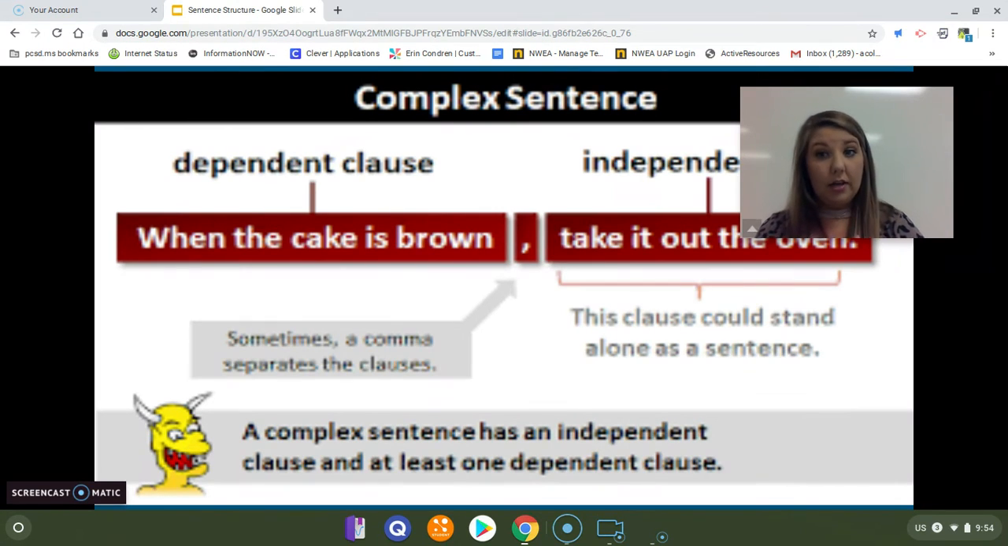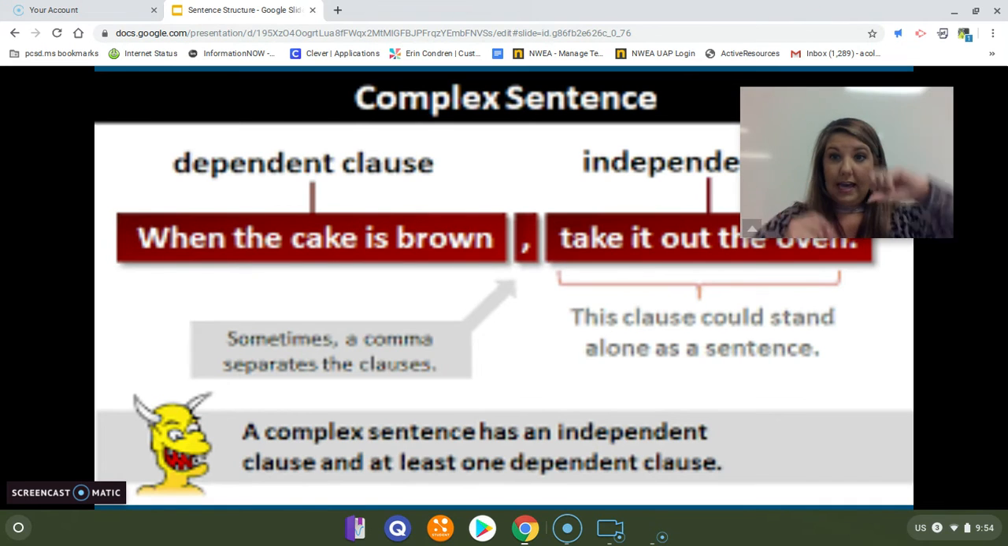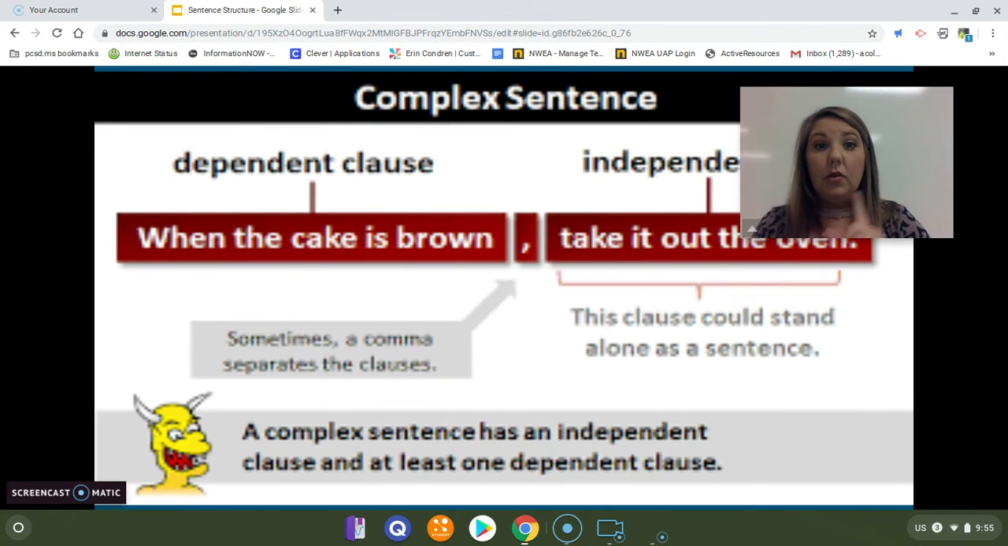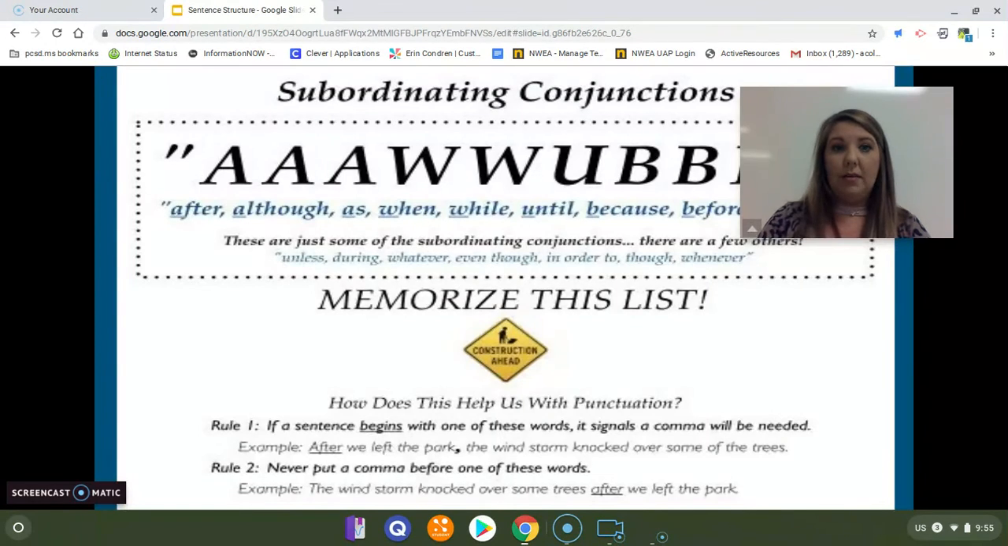It could also be flipped, okay? In my classroom, when we do this, we flip it. And we could say, take it out of the oven when the cake is brown. But you would not need a comma in that case, okay? You need a comma because here you have a subordinating conjunction. Let's go over what a subordinating conjunction is.